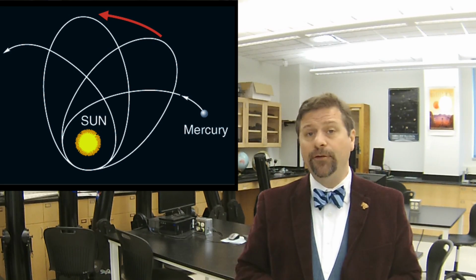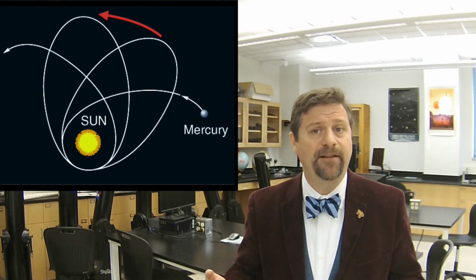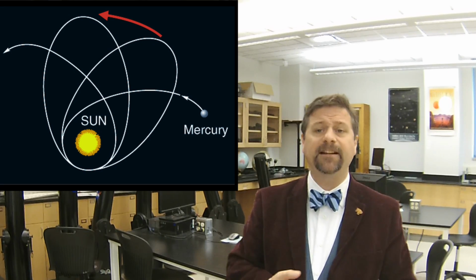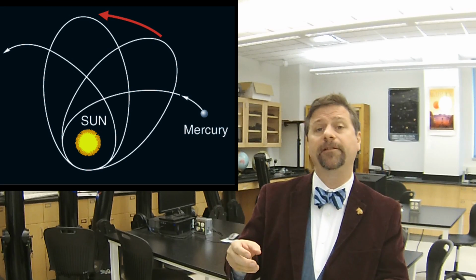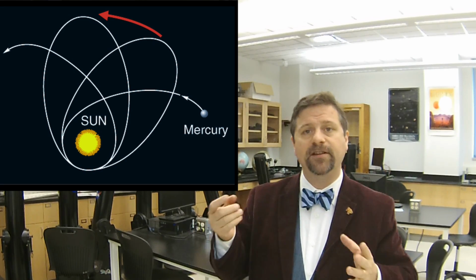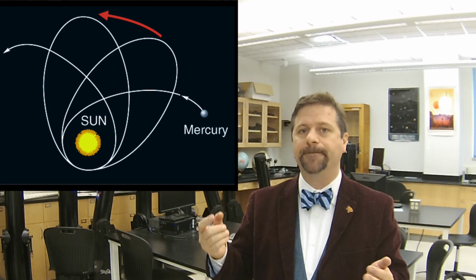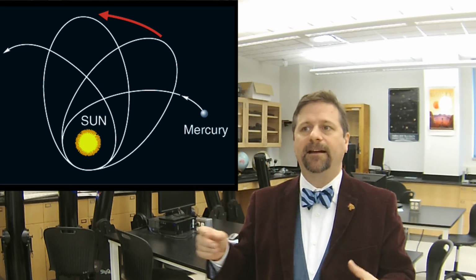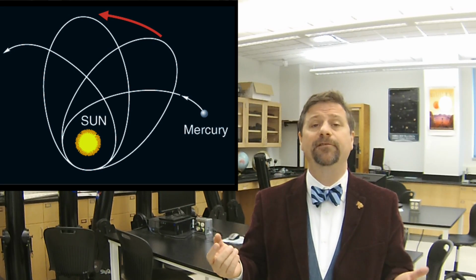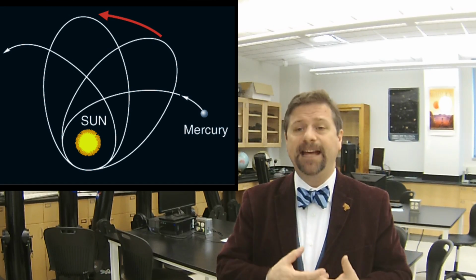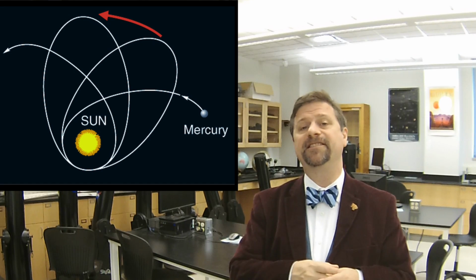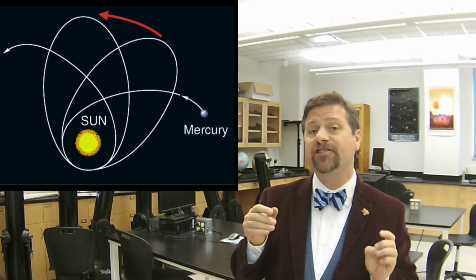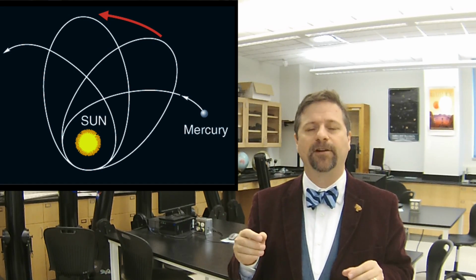So Newtonian gravitational theory, as well as Newtonian mechanics, says, oh yes, if we add up all the effects of all the other planets and the distance from the sun and the effect of the gravity from the sun, and check all the possible influences, yes, we can account for the 531 arc seconds per century of precession of Mercury's orbit around the sun.